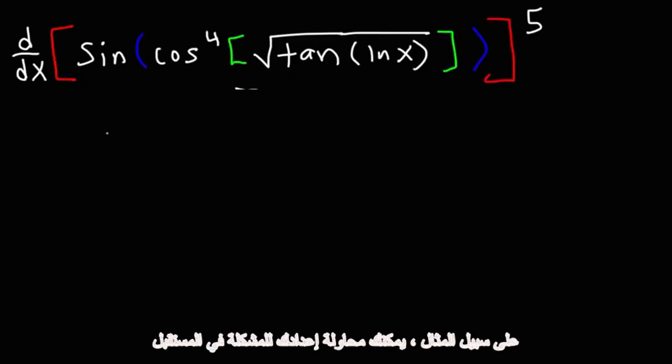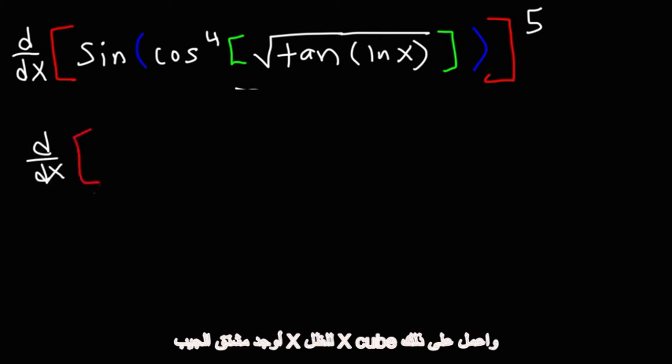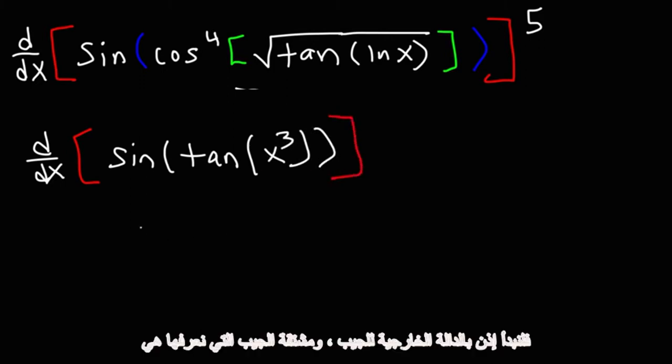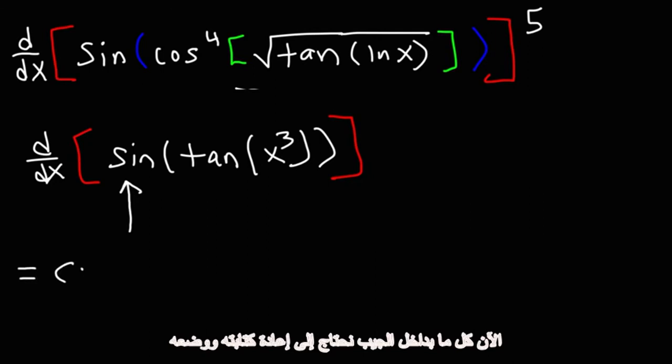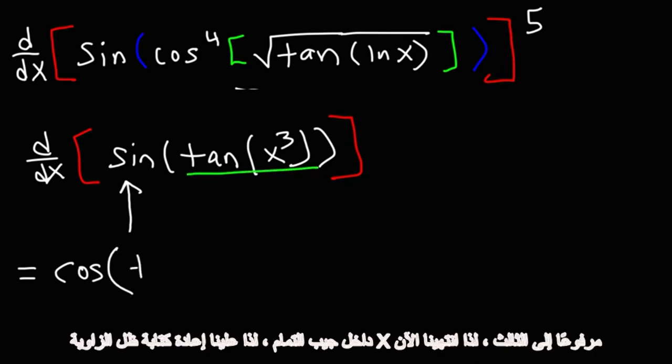Here's another example you could try that'll prepare you for the problem ahead. Go ahead and find the derivative of sine tangent x cubed. Go ahead and work on that one. So let's start with the outer function, sine. The derivative of sine we know is cosine. Now, everything that is inside of sine, we need to rewrite and put it inside of cosine. So we need to rewrite tangent x to the third.